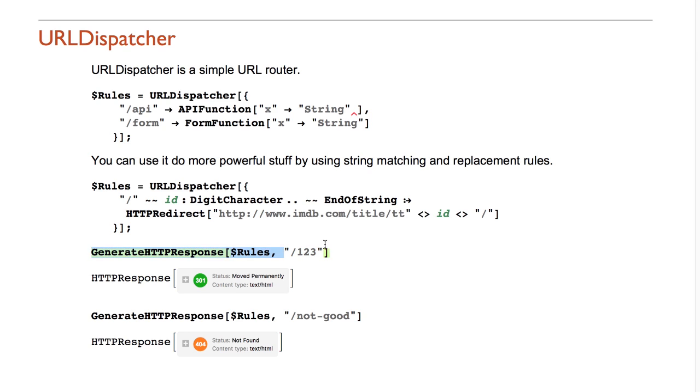be a string. If it is a string, then it's supposed to be the URL you are visiting. So in this case, basically the path is /123. So the rule we wrote here is matching, and then we're returning. So the generate HTTP response is returning a 301, which means a redirect. And if we run again with a different URL that is not matching, then we get a 404 because the page is not found.